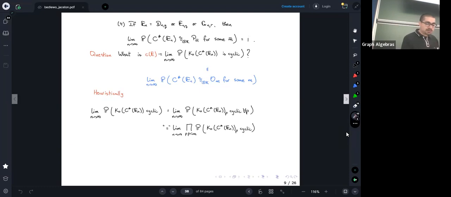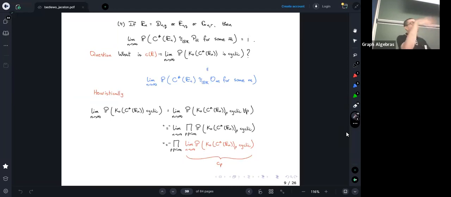And then maybe it's reasonable to swap these limits. I have one limit as n goes to infinity and one infinite product over all primes, and maybe I can swap them. In that case, the kind of thing I should be looking for is what I'm calling C_p: the probability, for a fixed prime p, that asymptotically we get a cyclic Sylow p-subgroup.